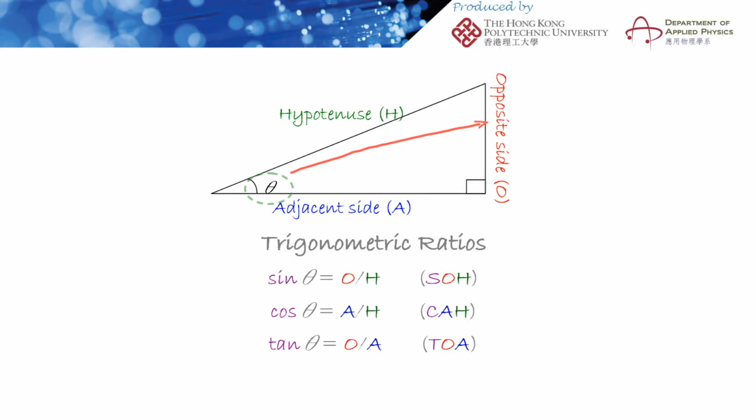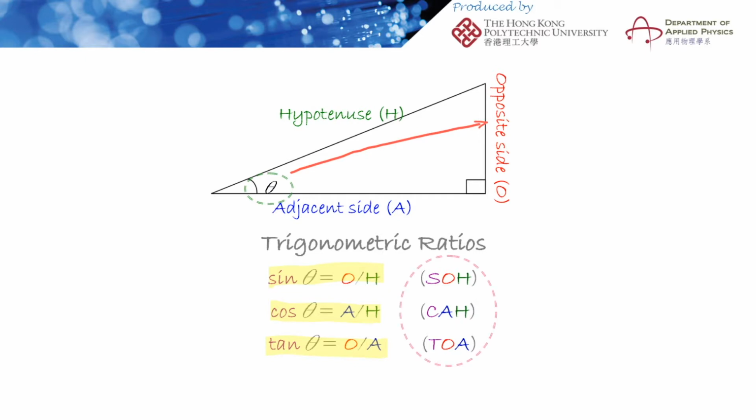As we know all the names of the sides in a right-angled triangle, there are three trigonometric ratio equations. Sine theta is equal to the opposite side over the hypotenuse. Cosine theta is equal to the adjacent side over the hypotenuse. And tangent theta is equal to the opposite side over the adjacent side. However, it is easy to mix up these three equations. There is a formula to help you to memorize these equations.